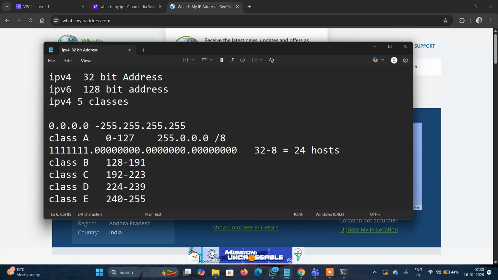And the number of IP addresses is 2 power 24. Understand? Yes. 2 power 24.